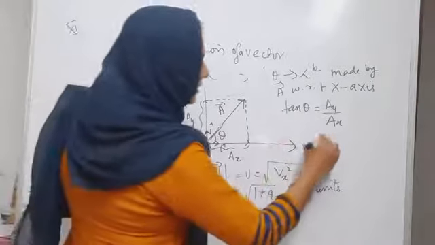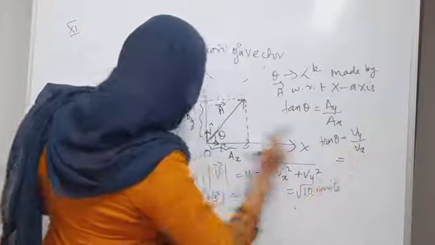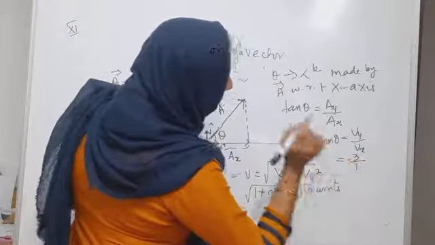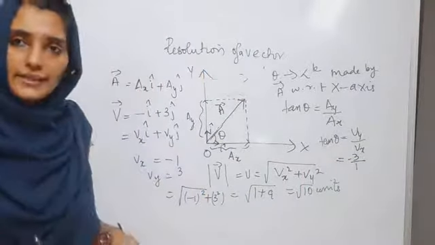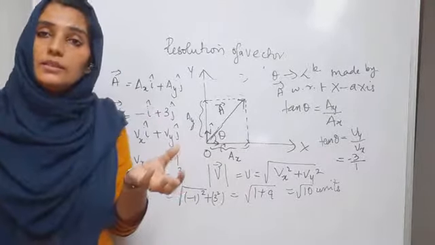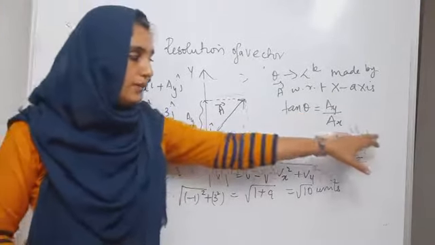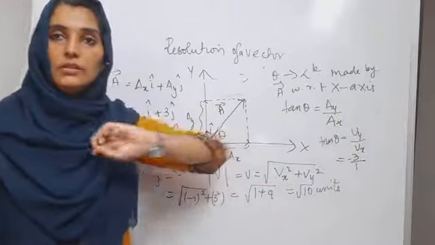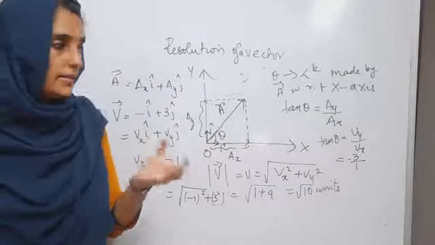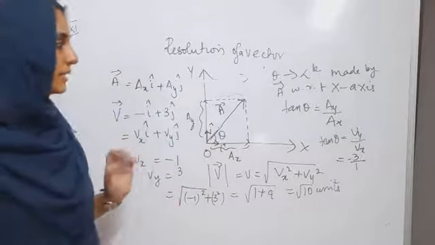Now what is the direction? Tan theta is equal to Vy divided by Vx. Vy is 3 divided by minus 1, so tan theta is equal to minus 3, or theta is equal to tan inverse of minus 3. So how to find the value of the angle? If you know the final value after dividing this ratio, you have to seek the help of the trigonometric table, which gives you the trigonometric ratios.